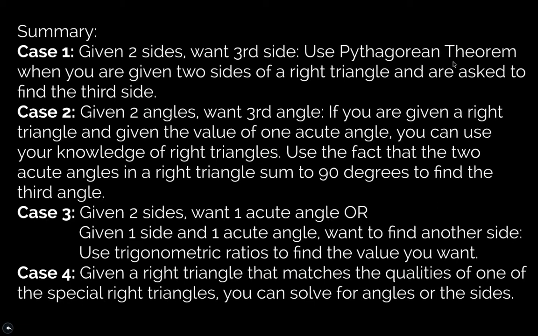If you are given a right triangle and given the value of one acute angle, you can use your knowledge of right triangles. Use the fact that the two acute angles in a right triangle sum to 90 degrees to find the third angle. Case 3, given two sides and we want one acute angle, or we are given one side and one acute angle and we want to find another side. We can use trigonometric ratios to find the value that we want. In case 4, given a right triangle that matches the qualities of one of the special right triangles, you can solve for angles or the sides.